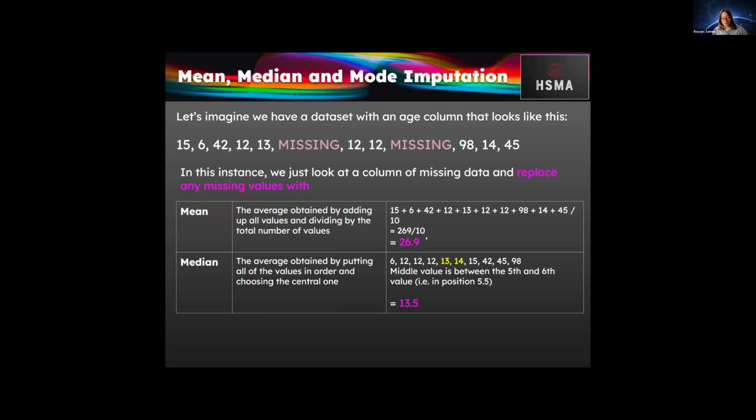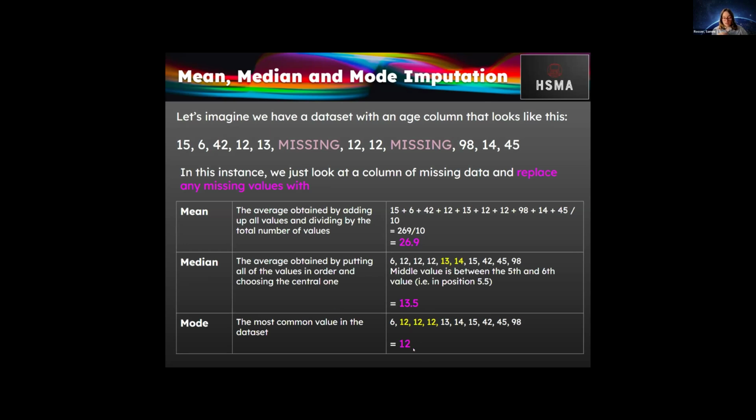Another option is the median average. So that's the one where we put all the values in order. We look at the middle, and in this case, the middle lies between 13 and 14. So we take the average of those two. So our median average is 13.5 for this data set. Finally, we've got the mode, the most common value in the data set. So you can see that we've got 3 12s, and therefore we're just going to say that the mode average is 12.